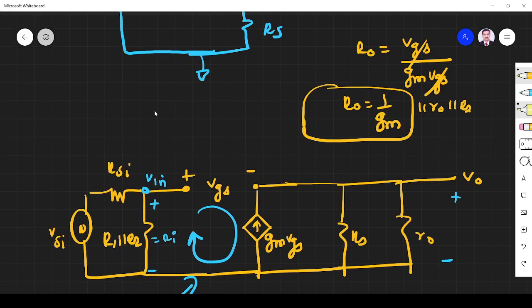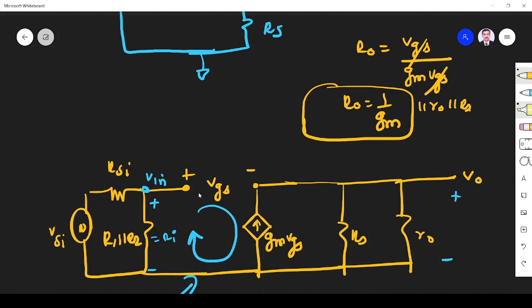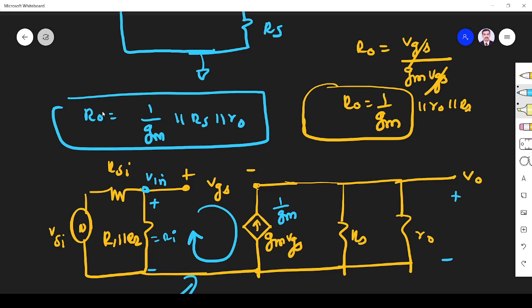Then you put parallel ro, parallel RS. Right? What is the reason? You see, the resistance across this current source is 1 by gm, that's what we have found. Parallel RS, parallel ro. So RO is nothing but 1 by gm parallel RS parallel ro. So from the circuit, we can directly see.